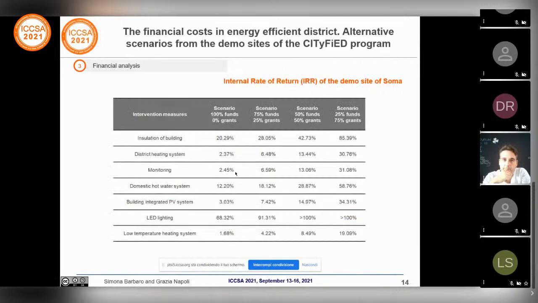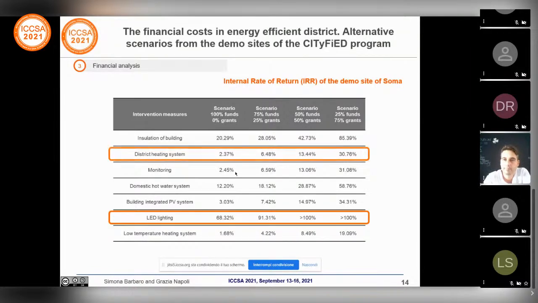The internal rate of return of the scenarios shown in this slide reflects similar differences to those described before. For example, LED lighting is always affordable even without subsidies and grants. On the other hand, if the investment for a district heating system is fully covered by own funds, the internal rate of return is about 2%, and therefore the intervention will not be profitable, but this value increases when grants can be used.